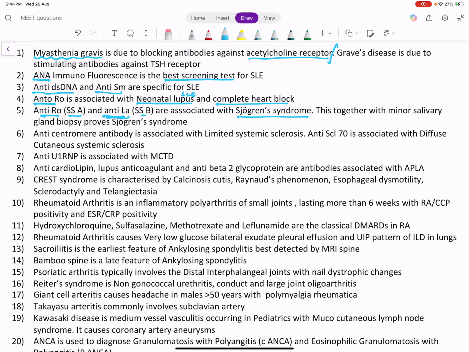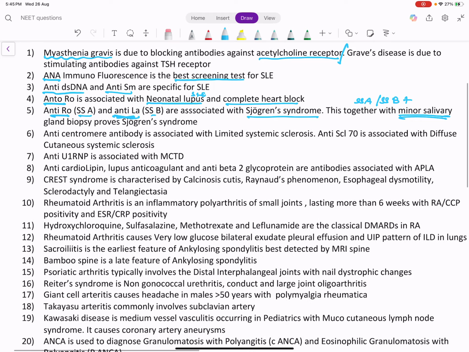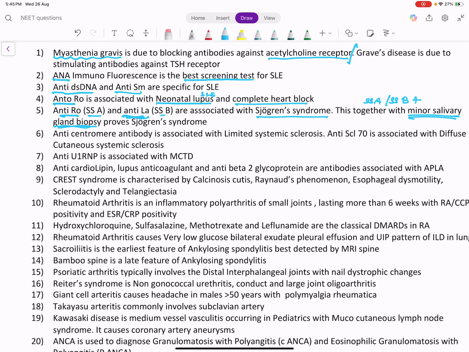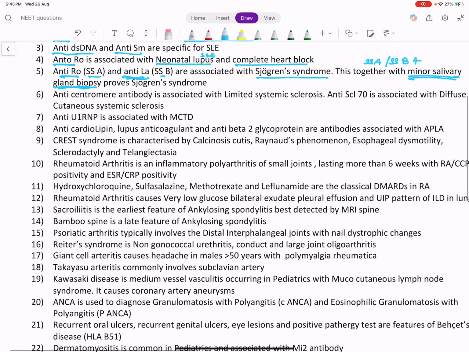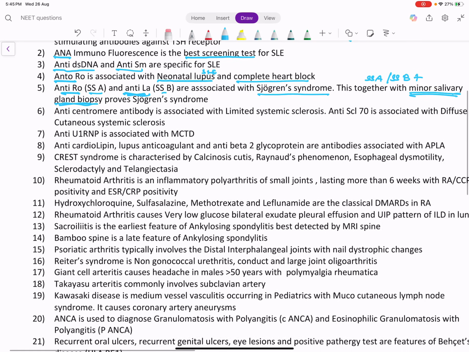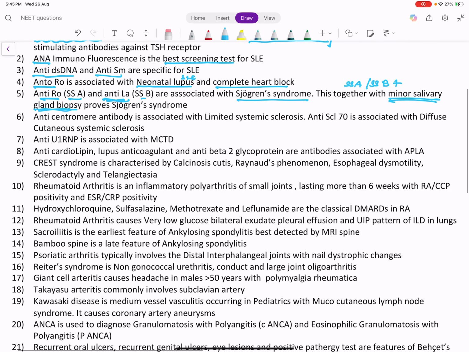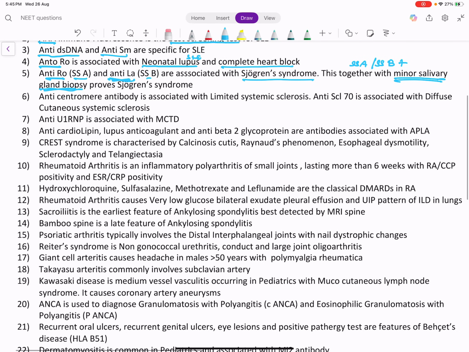How will you diagnose Sjogren syndrome? Sjogren syndrome is also a systemic autoimmune disease where there is lymphocytic infiltration of many glands, especially the salivary glands. So presence of SSA or SSB positivity plus a minor salivary gland biopsy or lip biopsy showing lymphocytic infiltration literally proves Sjogren syndrome.